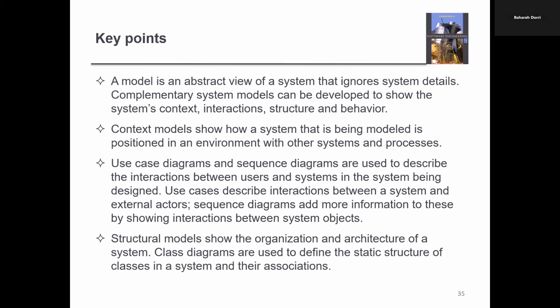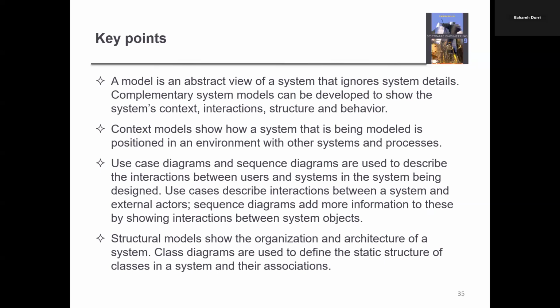Okay, so here we have the key points of this section. We talked about behavioral models in software engineering. We talked about models, and a model is an abstract representation of a system. A model ignores system details to focus on specific concerns. Multiple complementary models are used to give a full understanding of the system.